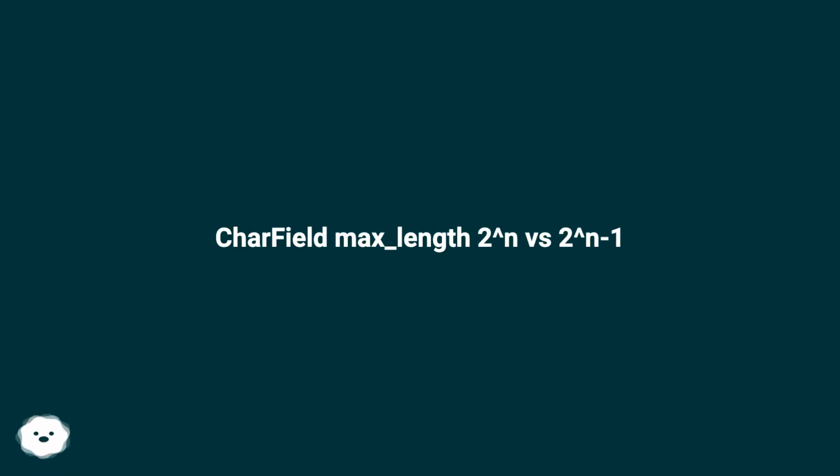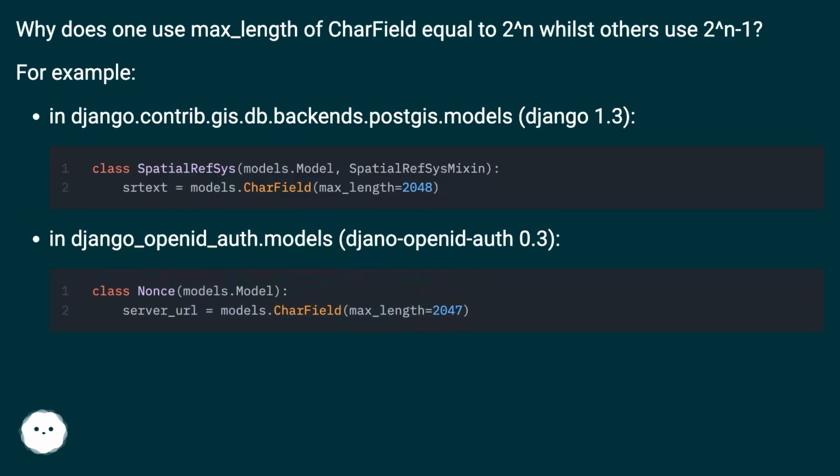CharField max_length: 2 to the power of n versus 2^n - 1. Why does one use max_length of CharField equal to 2 to the power of n whilst others use 2^n - 1? For example, in django.contrib.gis.db.backends.postgis.models, Django 1.3, and in django_openid_auth.models, django-openid-auth 0.3.